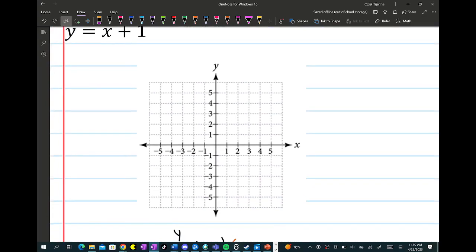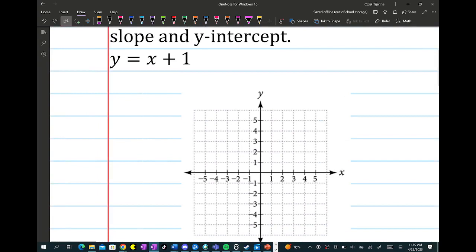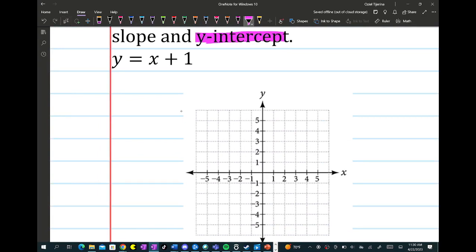Knowing that, the first thing I always look at is the y-intercept. I know that this is y equals x plus 1, so there's an invisible 1 here if you think about it. So it's 1x plus 1. This is already of the form y equals mx plus b. We just went over this: we know that the slope is m, and b is our y-intercept.